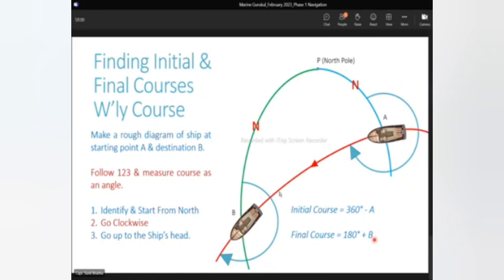Very good, beta. So if it is the South Pole, it will be just opposite to this. I will show you an example with the South Pole. Let's see that example. Okay, sir. Shall we move ahead, beta? Yes, sir. Very good, beta. Let's go. In this case, none of the angles was equal to the course. So we had to use the diagram and the 1, 2, 3 method to find out what is our initial and final course.